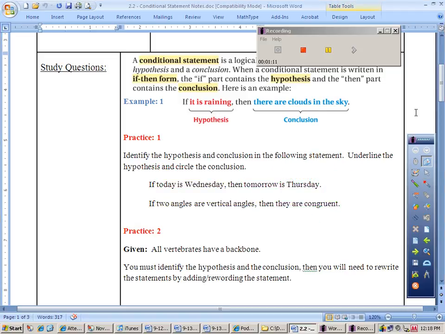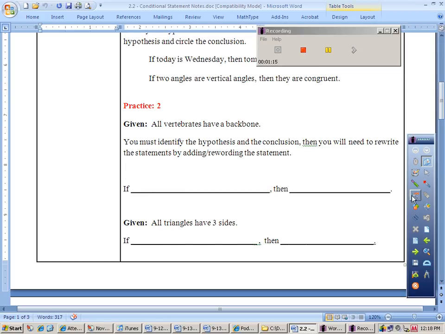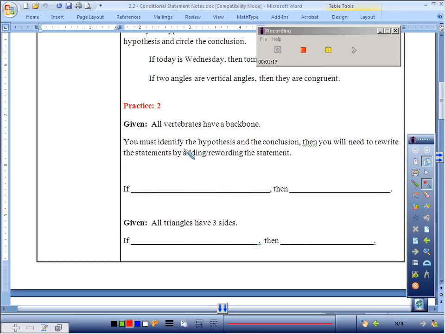So, on the one below, identify the hypothesis and the conclusion and write it in the if-then form. So I have the statement, all vertebrates have a backbone. So I could write this as an if-then. If it is a vertebrate, then it has a backbone.